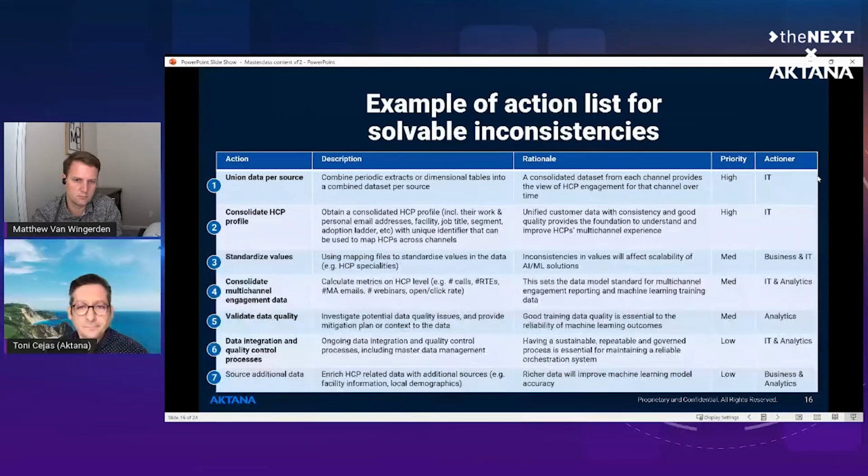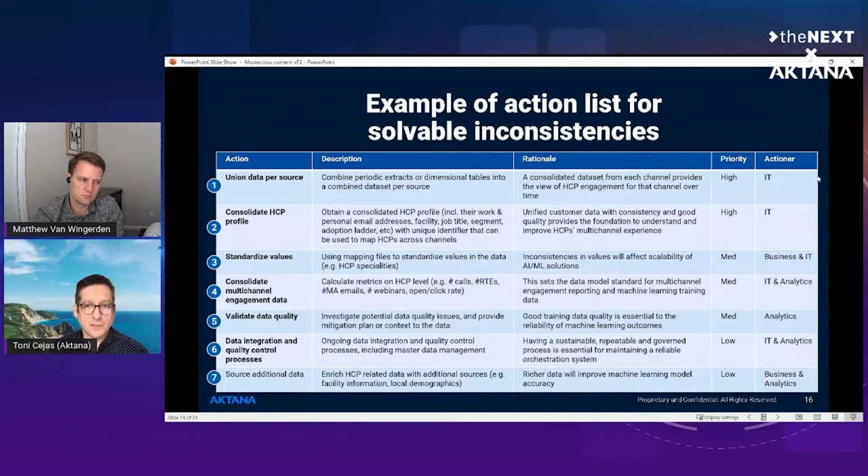Next, please. So these were just two typical examples that we find when we are implementing an AI program. And here you have some more, with recommended actions to resolve all these inconsistencies. I will not go through all of these in detail, but on the left-hand side, you see some of these examples. For instance, having the same data set coming from different countries in different formats is not efficient.